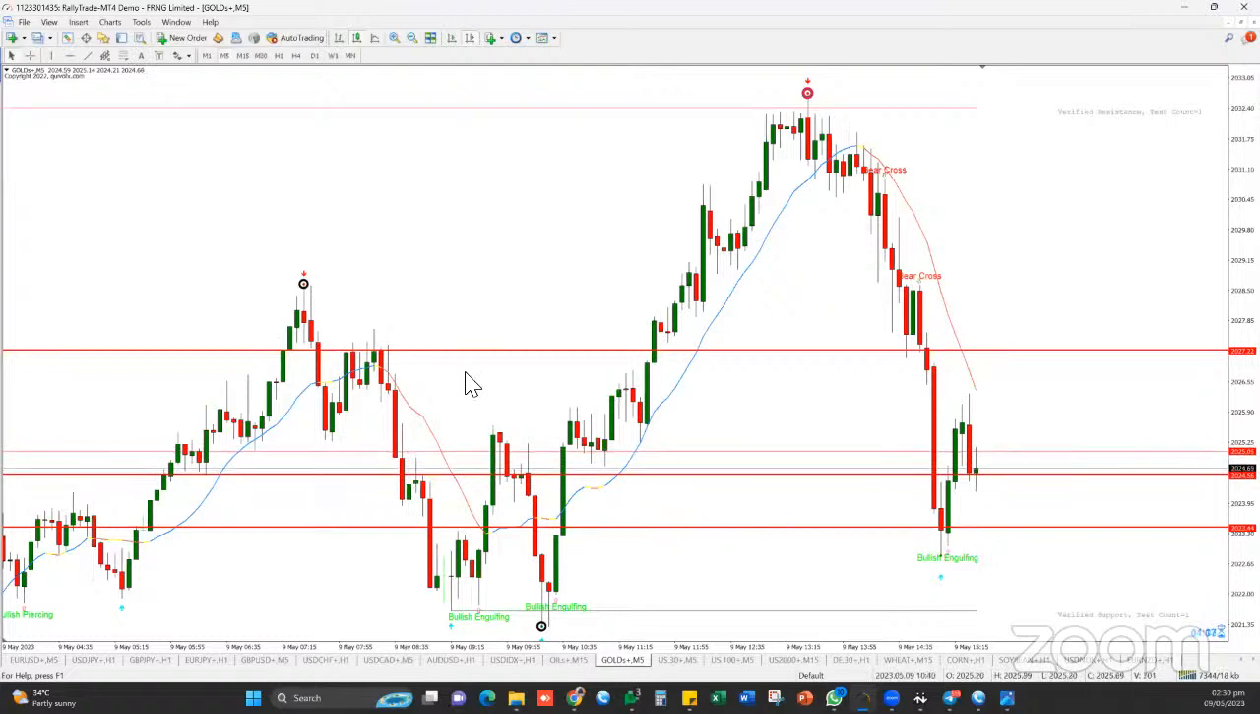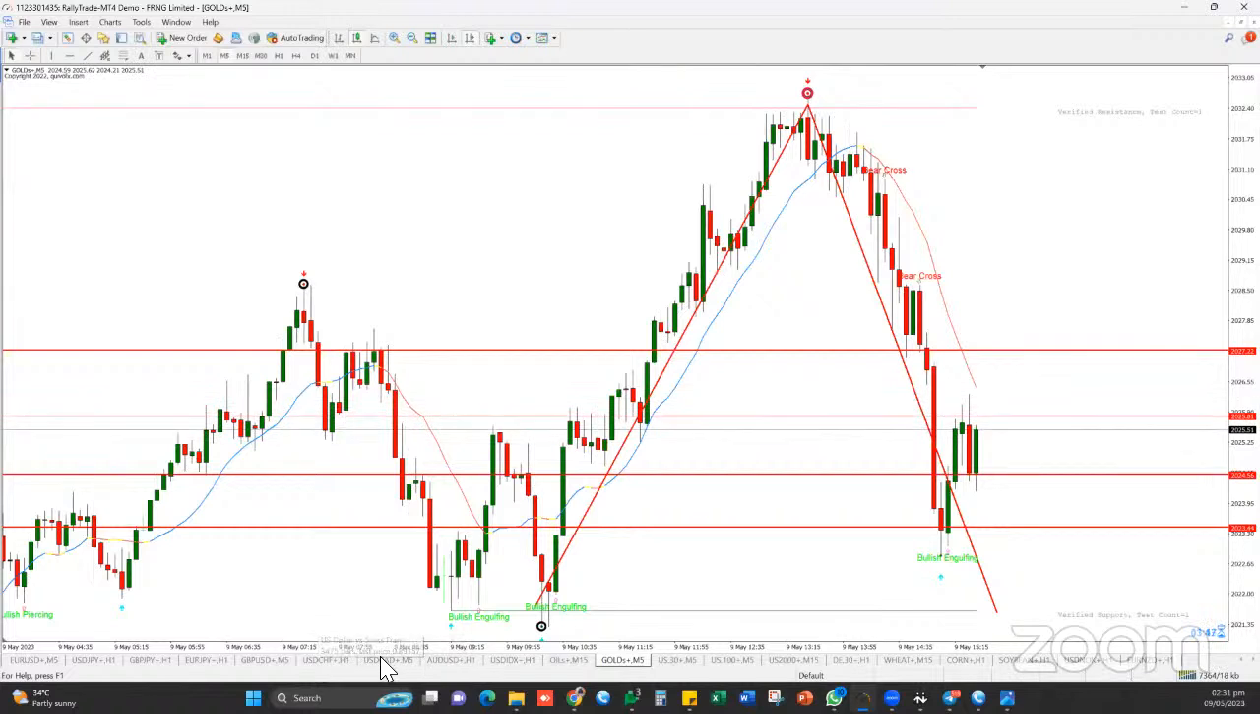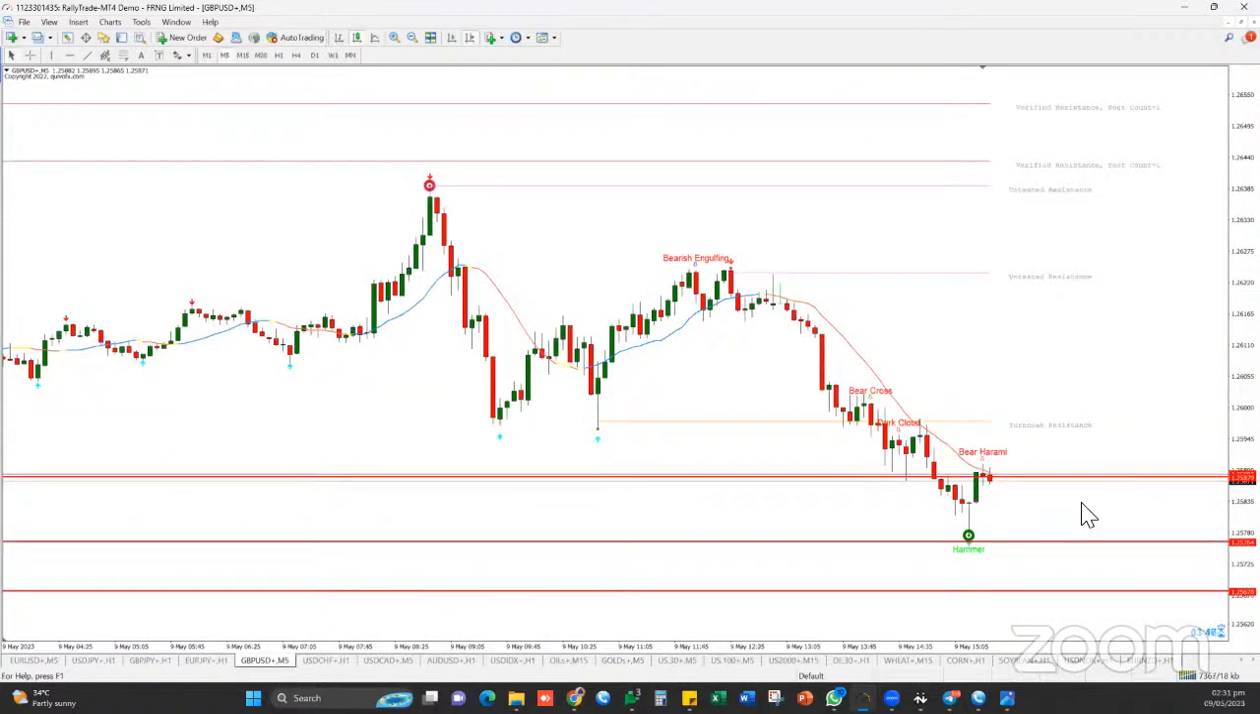Remember what I told you, because of this formation that is already here, you know that this is definitely going to be a kind of reversal pattern. All right, and there we go, all the way up. So we didn't analyze US CAD. Let's check GBP USD.